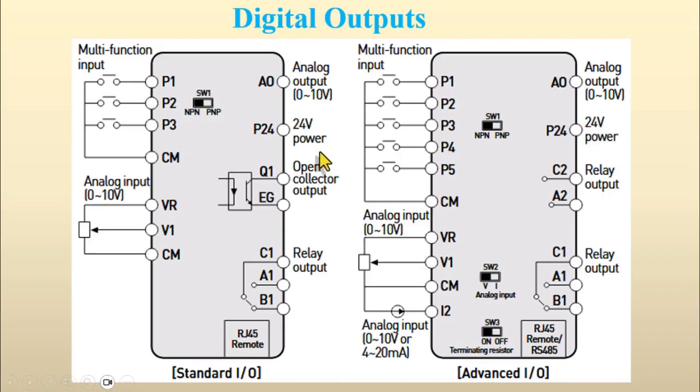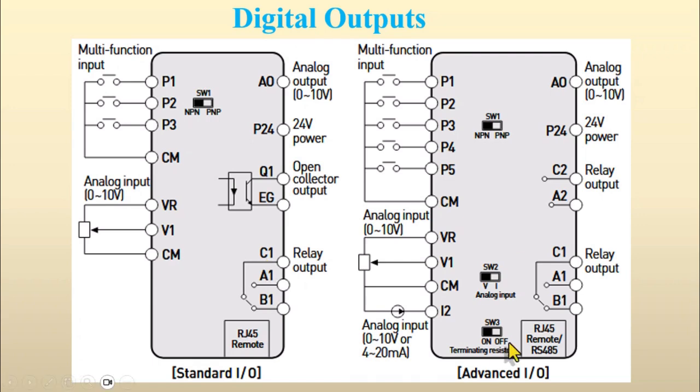The M100 inverter comes in two models, the standard model and the advanced model. In the standard model, it has one transistor output with Q1 and EG terminals and one relay output with A1, C1, and B1, C1 terminals. The A1 and C1 terminals serve as the normally open relay output terminals, which are open under normal conditions, and the B1 and C1 relay output terminals are the normally closed ones.